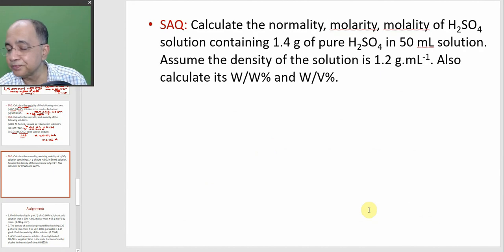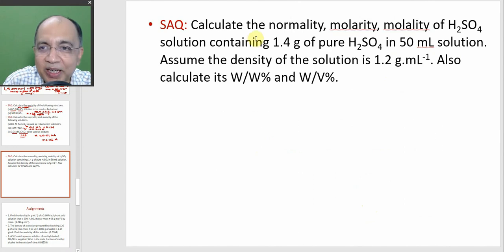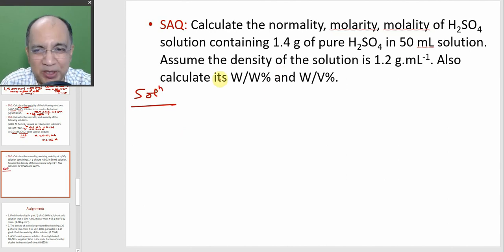So we are almost at the end. Why shall we leave it? Let us discuss. Calculate the normality, molality of sulfuric acid solution containing 1.4 gram of pure sulfuric acid in 50 ml solution. Assume the density of the solution is 1.2 gram per milliliter. Also calculate W by W and W by V percent. Nothing is left out. This is the ultimate climax where nothing is left out. Of course, ppm, ppb, mole fraction are left out. So let us solve this. Now, don't worry, 2 minutes more.